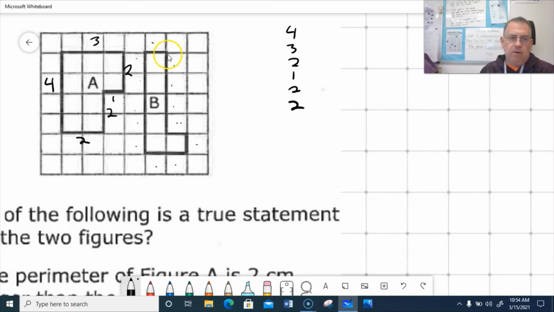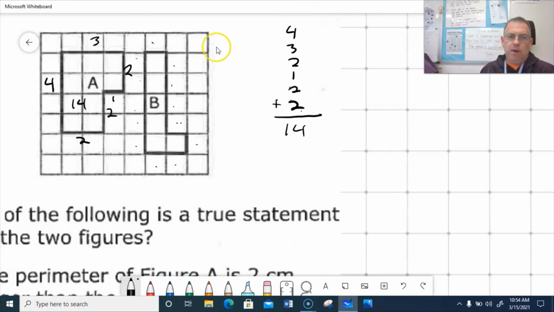And make sure we got all of our numbers. I got 1, 2, 3, 4, 5, 6. It's a hexagon. Now we can add these up. So 4 plus 3 is 7, plus 2 more would be 9. Plus 1 is 10, 11, 12, 13, 14. So it looks like the perimeter is going to be 14 units. I'll write that in here, 14 units there.